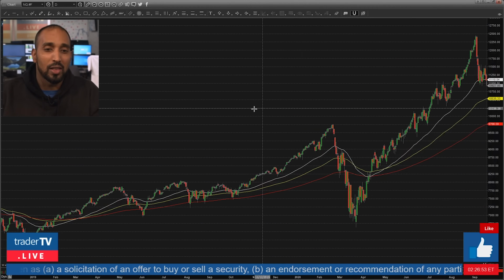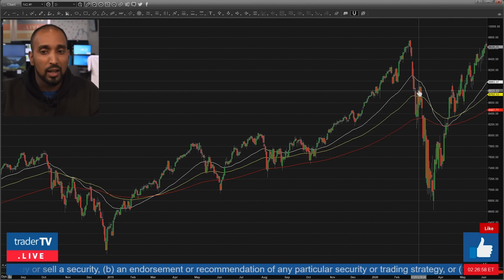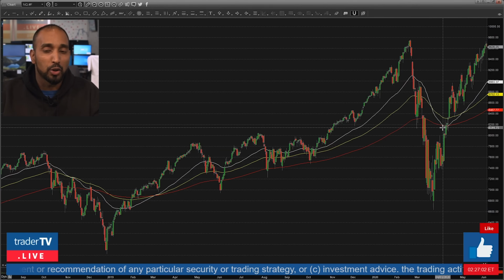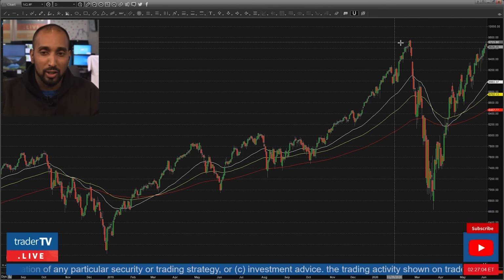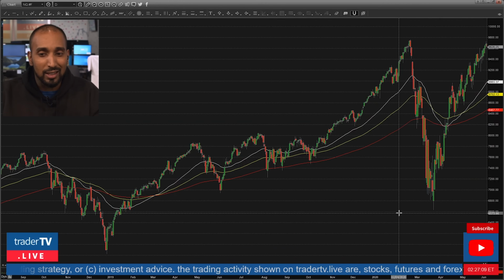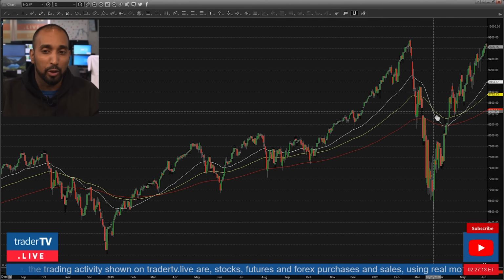And we get close, and this is one of those things, we get close often. You see this 50, the white is the 50. The 50 gets very close to crossing below this 200, never does. And the market is still strong, even though we went from 9,800 on the NASDAQ down to 6,800. We then took off right back to the upside without this crossover happening.